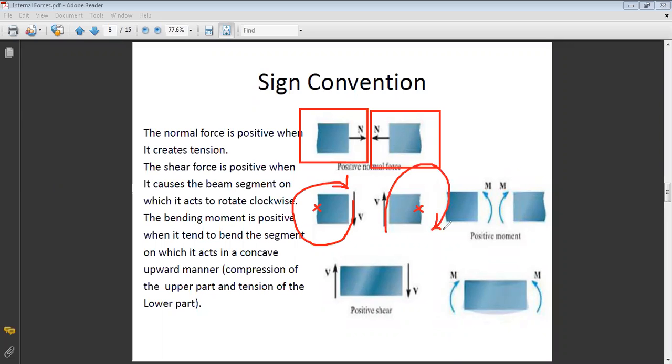Okay. Now for the moment, always the bending moment compresses the upper part of the beam. This is why when you take the left part, it should be counterclockwise. And when you take the right part, it should be clockwise.